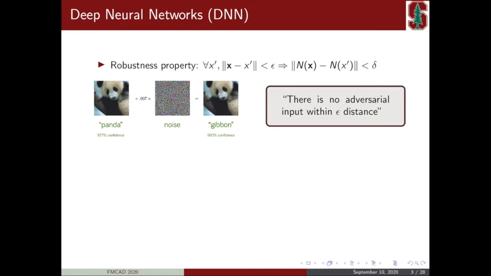So what are some of the properties that are of interest? First, there is the robustness property, which comes up often in image classification. Given a correctly labeled image, the property requires that there is no adversarial example within epsilon distance to that image.